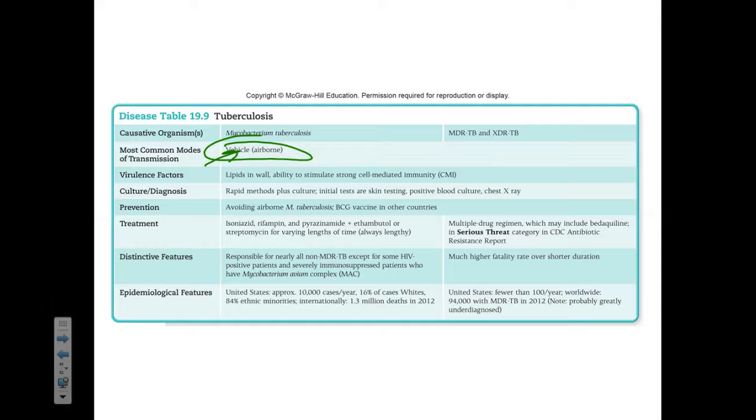Within the United States, most cases of tuberculosis are going to be just a generic form of tuberculosis, with approximately 10,000 cases a year. Of the cases of tuberculosis that occur in the United States, less than 100 per year are multi-drug or pan-drug resistant tuberculosis. If we break down the demographics, only 60% of cases of tuberculosis in the United States are in whites, and then the remaining 84% are in ethnic minorities. So there's a disproportionately large amount of TB cases within minority demographics.